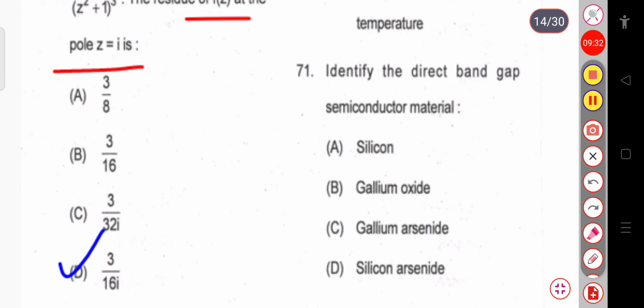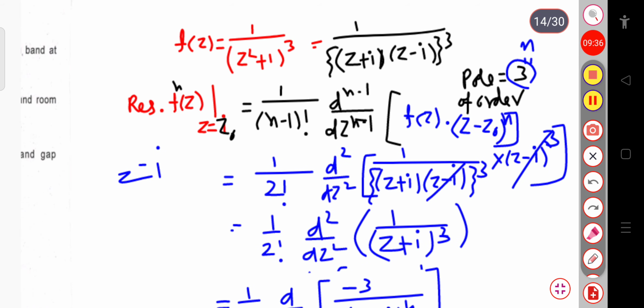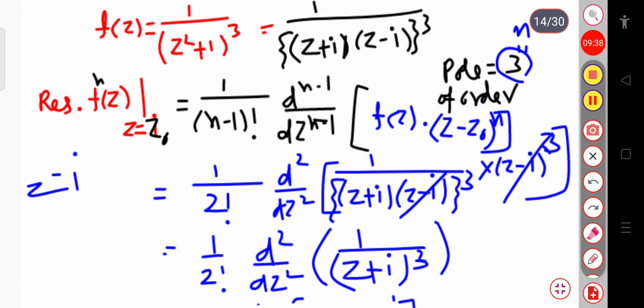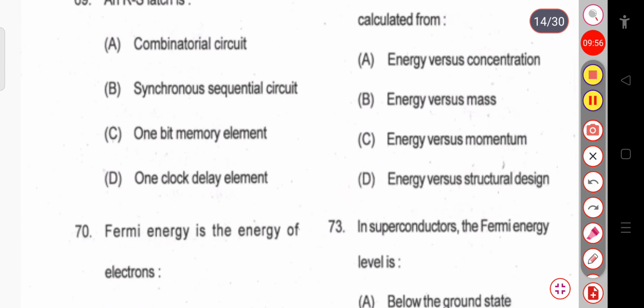So you have to remember the formula, that is the residue of the function for the nth derivative. If you have to calculate for the nth order, 1 by n minus 1 whole factorial, d by dz of n minus 1th derivative, f of z into z minus z naught power n. Okay. So now let us see the next question.